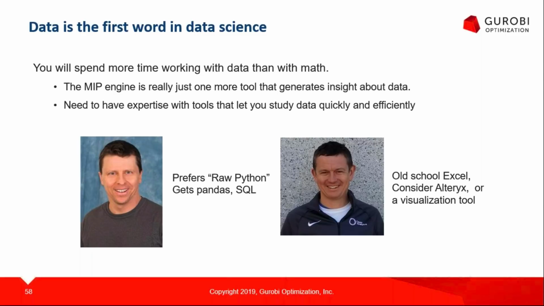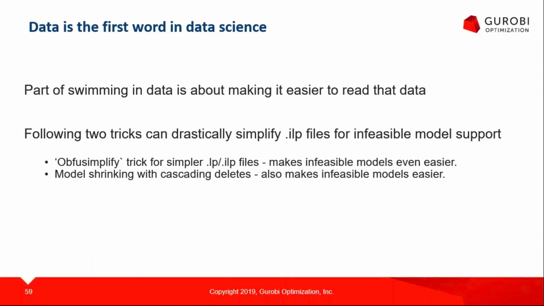So Pete, he's more new school. He likes using raw Python. He understands and gets pandas and SQL. I like to always put the plug in for the old school stuff, that Excel can still be pretty good, or Ultra can be good for helping analyze the data. And the second thing about the data that you want to keep in mind is that you want to make sure that the data is easier to read, so that when you're post-processing, trying to figure out what went wrong with the model or how to explain the model, at least you can understand the files. And so Pete has a couple of quick examples here.